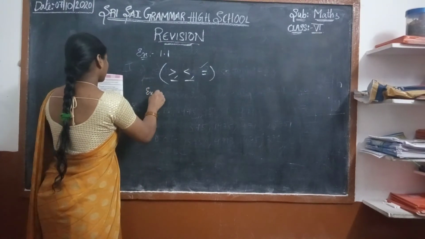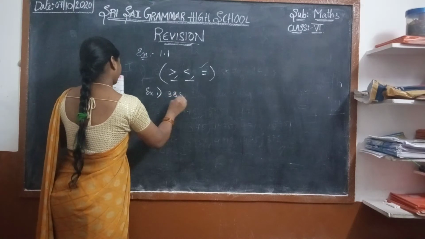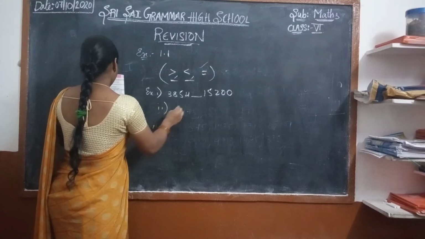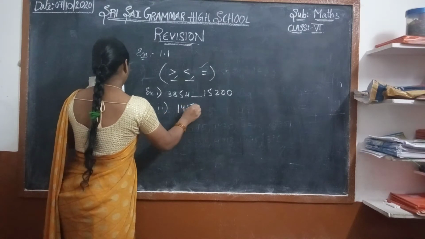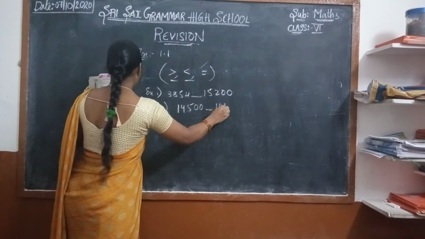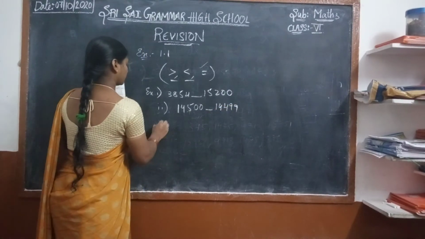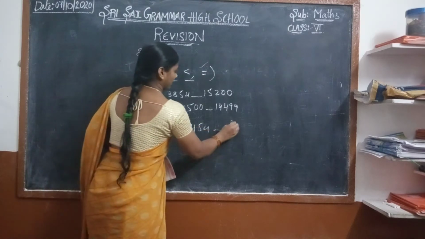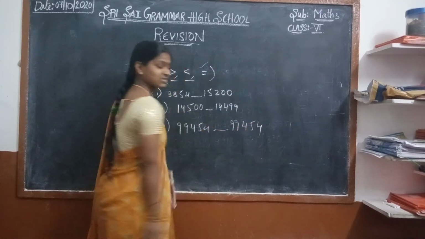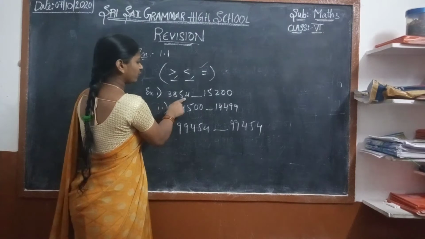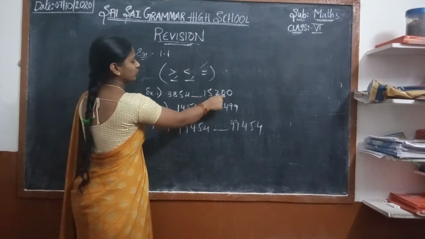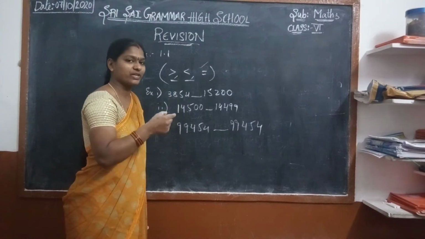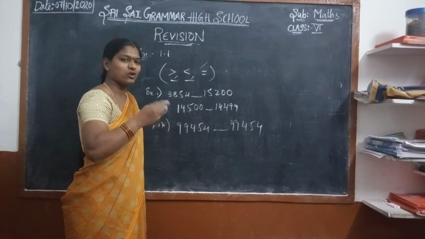See the example: 3854 and 15200. Yes, and 14500 and 14499. Yes, and 99454 and 99454. Now see, 3854 and 15200. When you see the numbers, by recognizing the numbers only we can say which is greater, which is less than, or which is equal to.